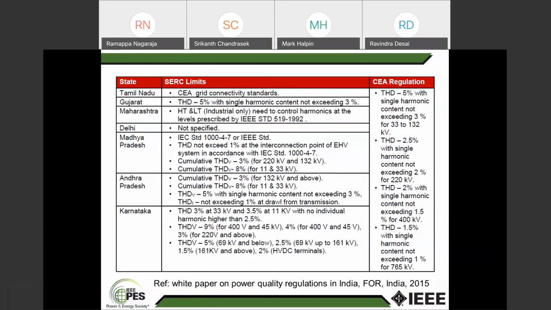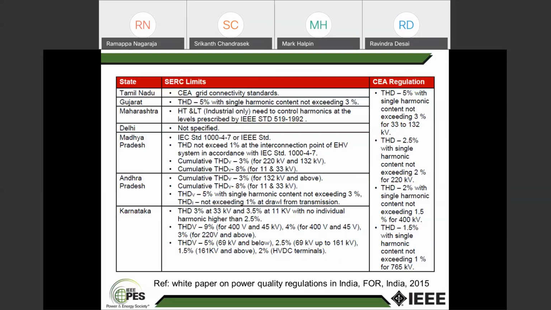Now, this is for the discussion. Once again, I thank Professor Mark for this insight into the IEEE 519. And let me also thank Sri and also Ravindra and all the participants for attending this program. I request Mark to comment on this because at present, this is one of the white papers on the power quality regulation in India, by the Forum of Regulators, which was published in the year 2015.